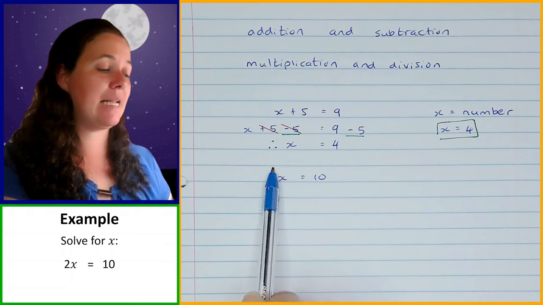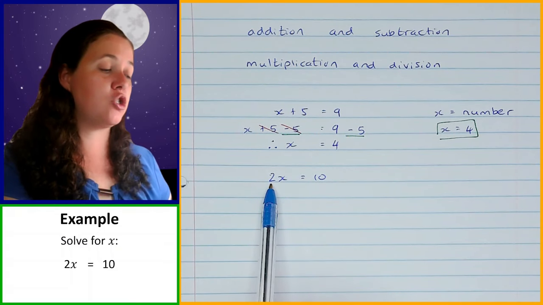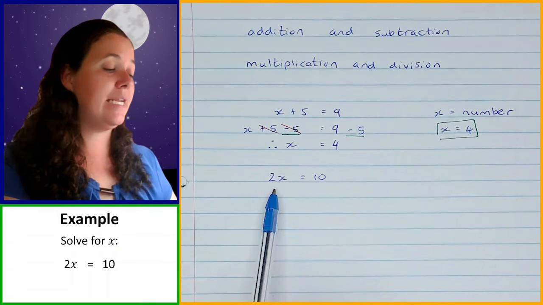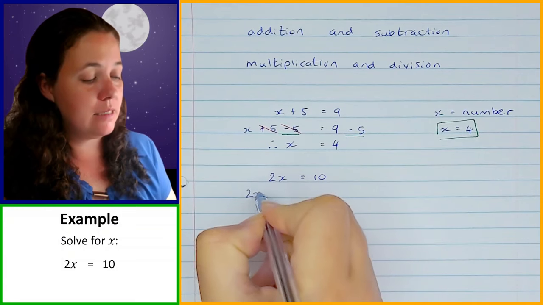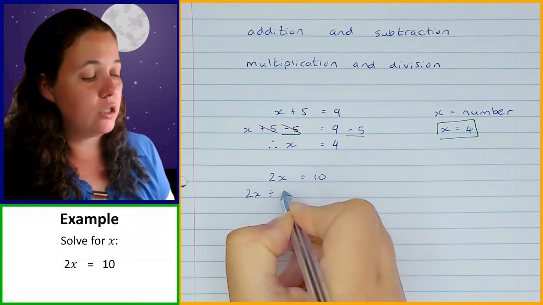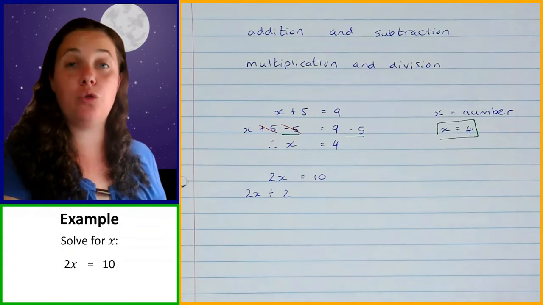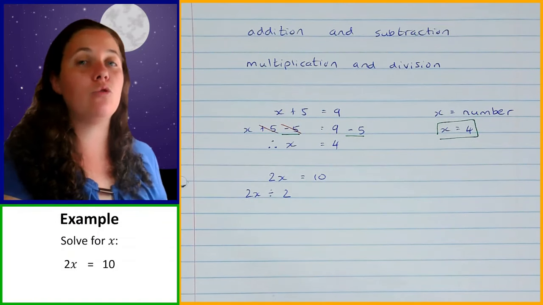So if I want to cancel out the 2, where it's 2 times x, I need to do the opposite of multiplication, and I need to divide. So I need to say 2 times x divided by 2, and that will cancel out my 2, because 2 divided by 2 is 1. That'll leave me with 1x, or just x.